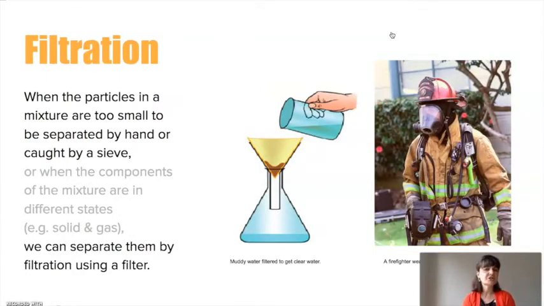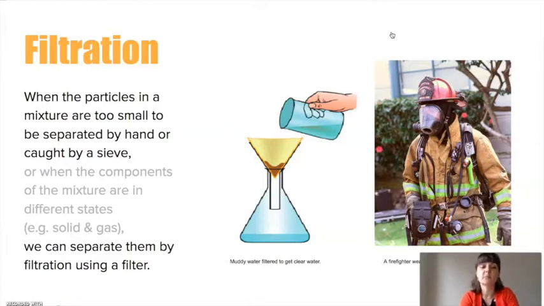What about filtration? Filtration is when the particles in a mixture are too small to be separated by hand or by using a sieve. And also often filtration is used when one substance is liquid and the other is solid, or one substance is solid and the other is gas. So then we use filtration.